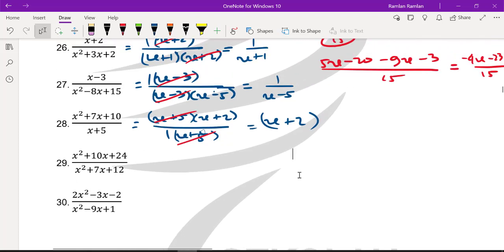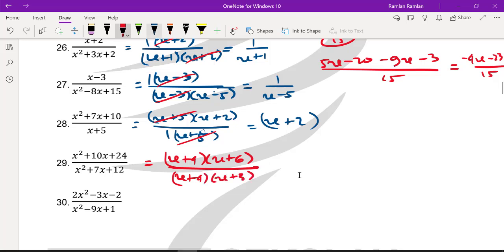Number 29 is the same thing again, but this time we need to factorize both the numerator and the denominator separately. If I do this, the numerator will be x plus 4 multiplied by x plus 6, and the denominator will be 4 times x plus 3. Now notice that we have the same exact factor, so we can cancel those two, and we will get x plus 6 over x plus 3.